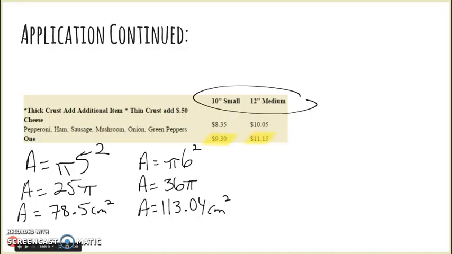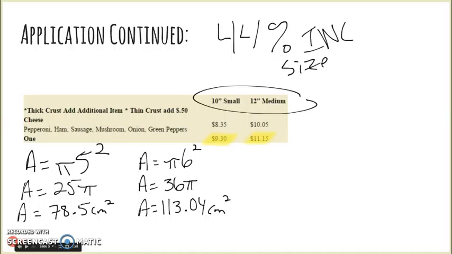So it looks like a big jump, and in fact, we can use some of our knowledge from a previous unit on how to find percent change by amount of change divided by the original. To do that, we could do the new amount minus the old amount divided by the old amount. So 113.04 minus 78.5, divide all that by 78.5. We actually get a 44% increase in size for just those 2 inches.